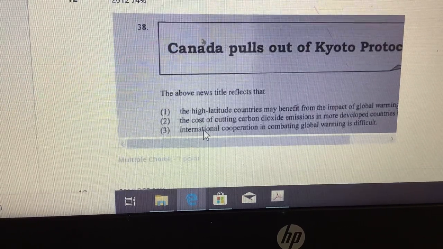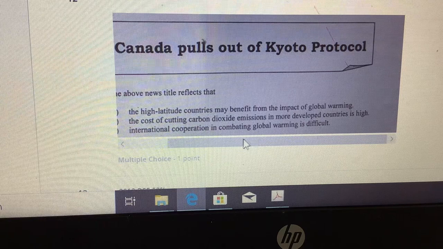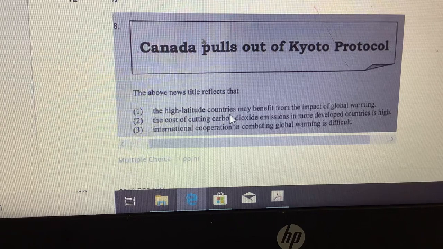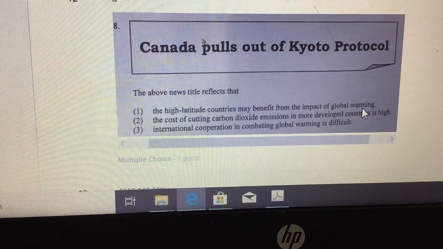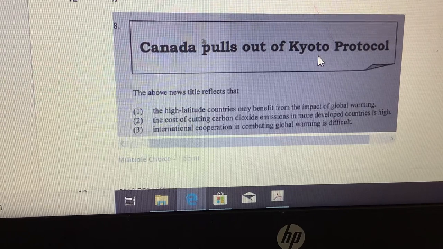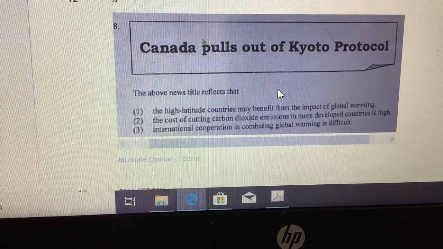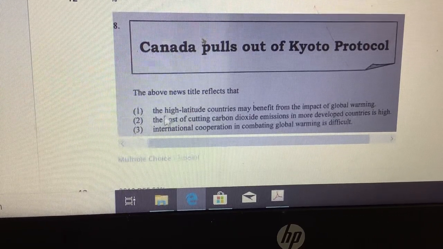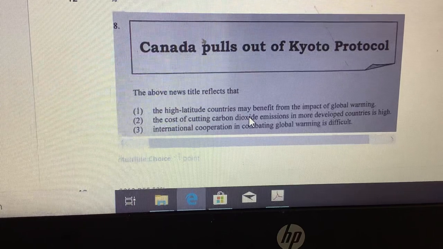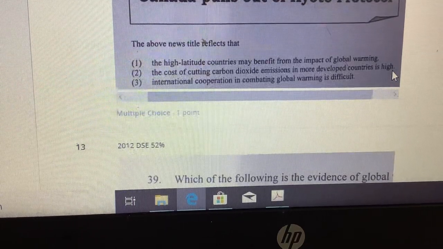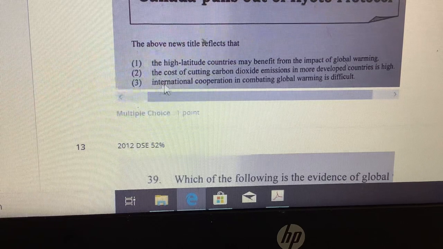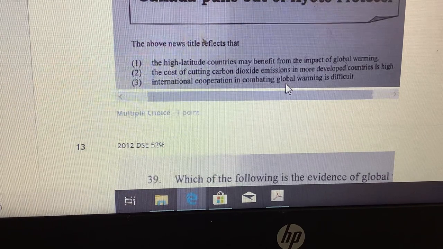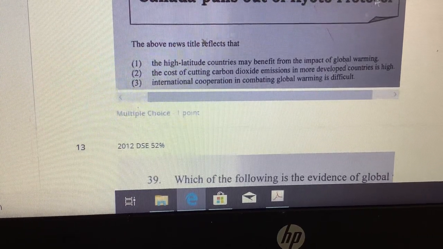Number 12. Canada pulls out of the Kyoto Protocol. Why? The high latitude countries may benefit from the impact of global warming. So that's why he's quitting? I don't think so, because it's just about the disputes between MDCs and LDCs, so that the MDC is going out of the Kyoto Protocol. Number two, the cost of cutting carbon dioxide emission of the more developed countries is high. True. And then as states are in dispute, the international cooperation in combating global warming is difficult. This one is also true, 2 and 3.